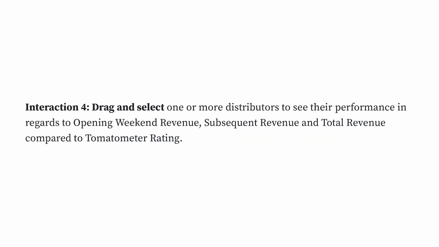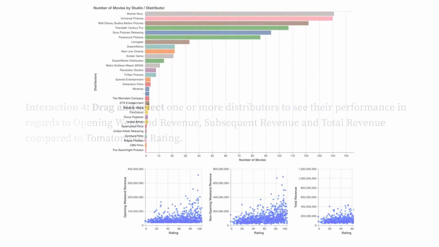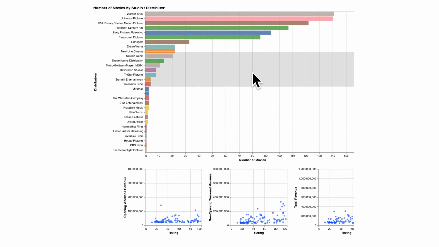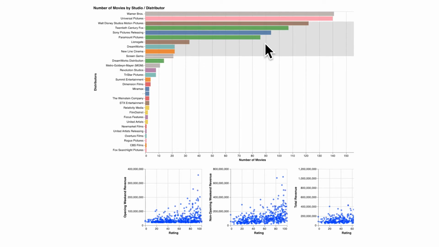Next, our third visualization takes this a step further by allowing for the selection of multiple studios at the same time. To make a selection, click and drag the bar graph vertically. Then, if desired, move the selection and see how the corresponding revenue data changes.